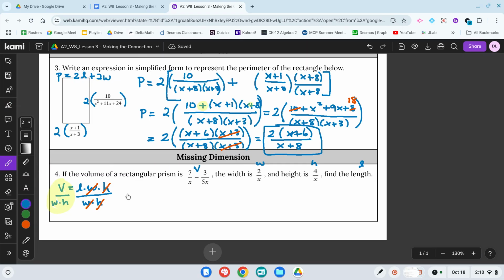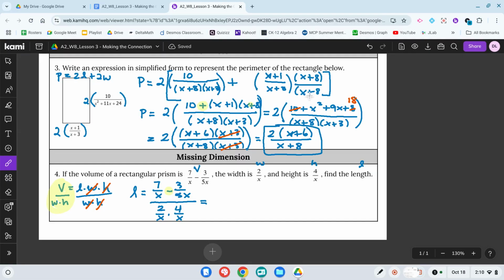So we'll set this up with what they give us. Length equals, the volume is 7 over x minus 3 over 5x. Notice, this is not one single fraction. We have this minus sign here. So we're going to have to combine these. We're going to have to find a common denominator so that we can combine it into a single fraction. It is divided by width times height, so 2 over x times 4 over x.